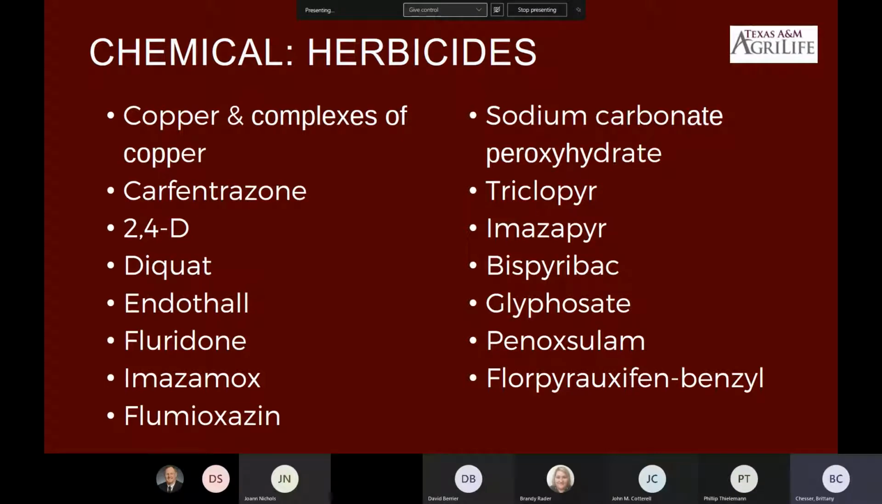So this includes your 2,4-D, glyphosate, and some of your others as well. So just keep that in mind.